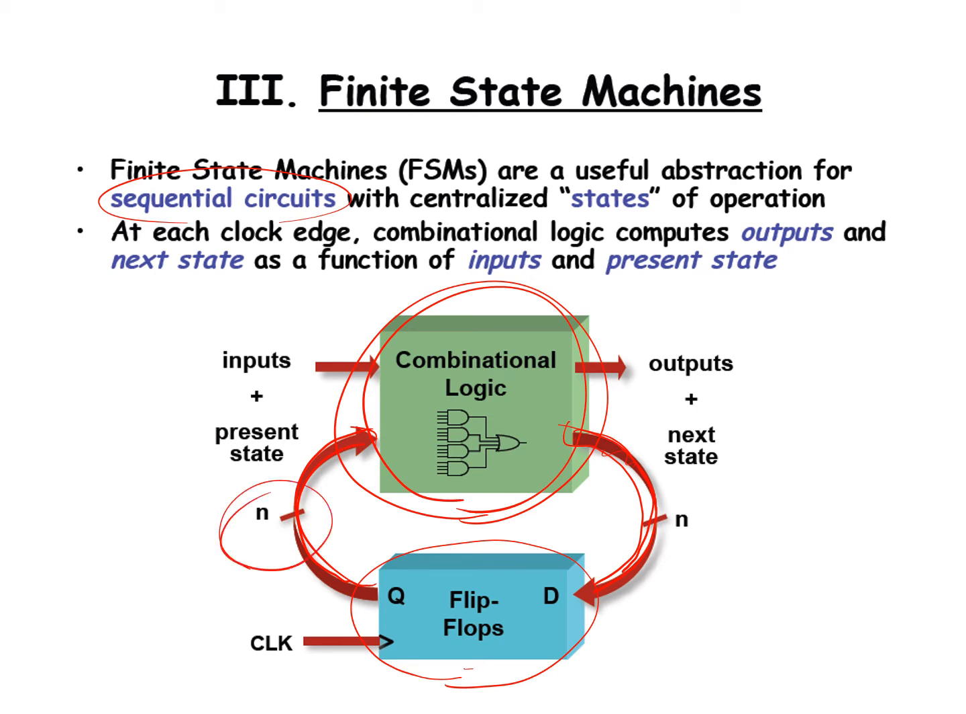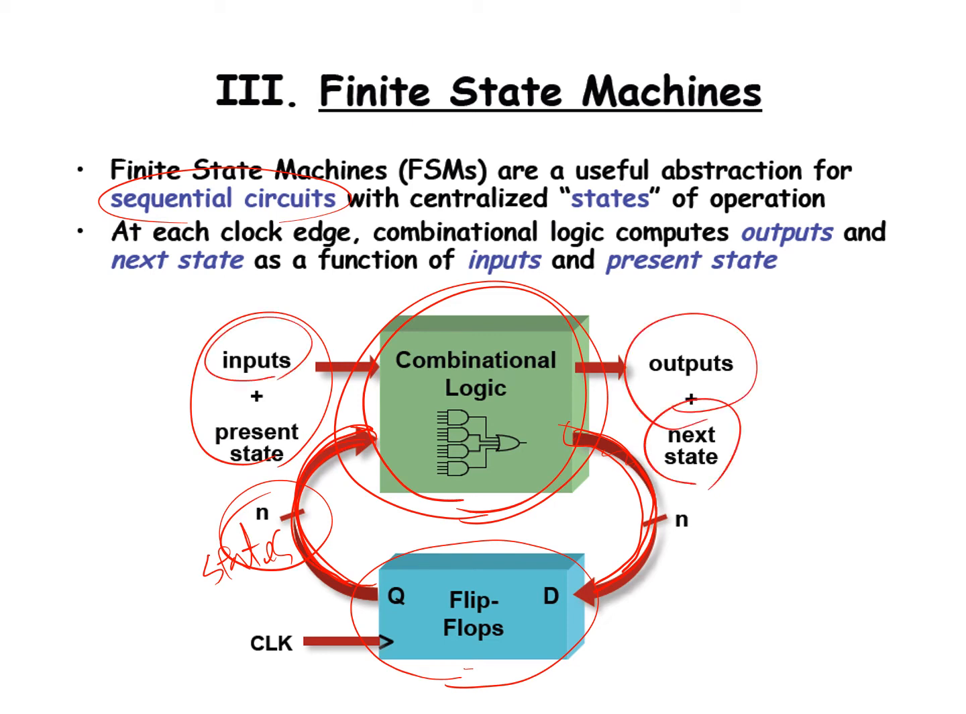This kind of feedback represents the state, right? This internal state plus an external input determines the output and next state, right? This is a very common representation of the finite state machine. So at each clock edge, the combinational logic computes the outputs and the next state as a function of the input and the present state. Okay.